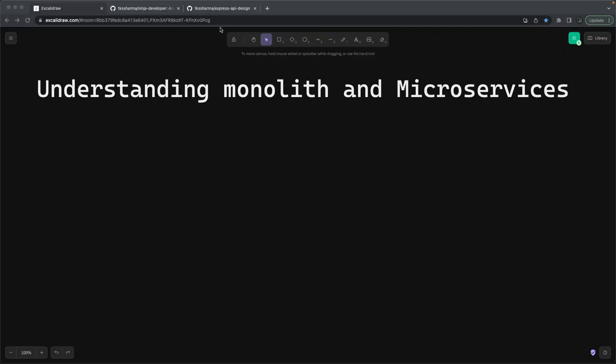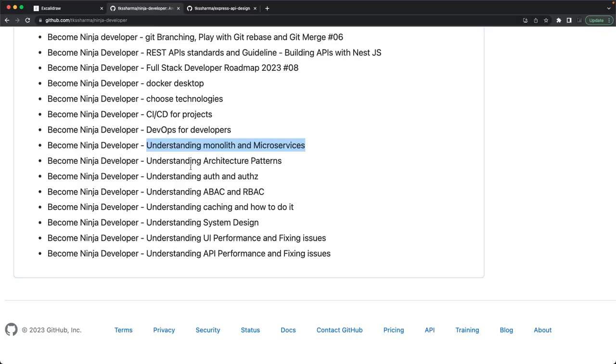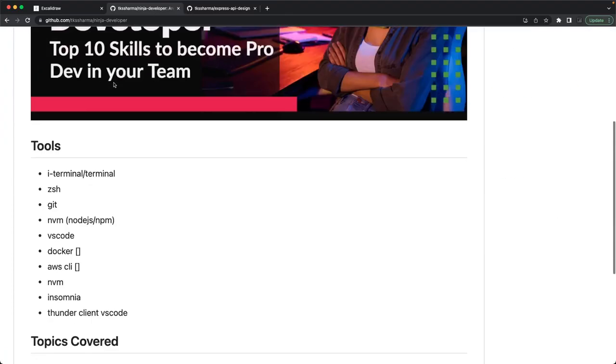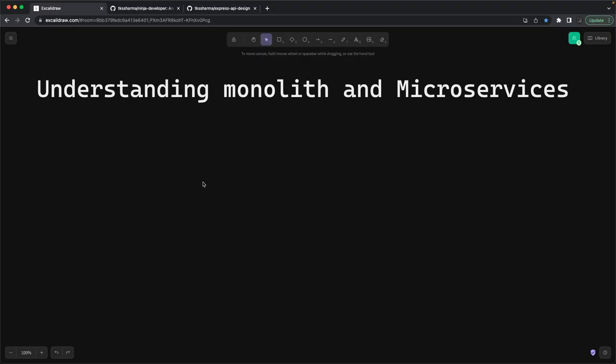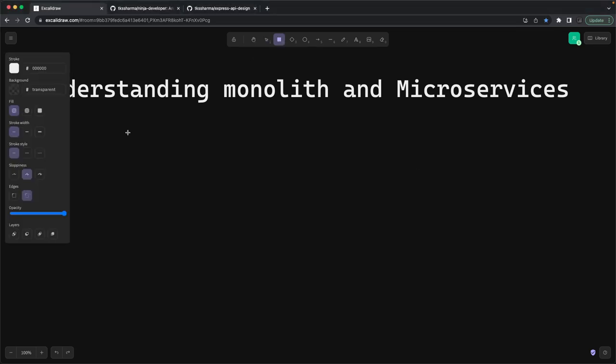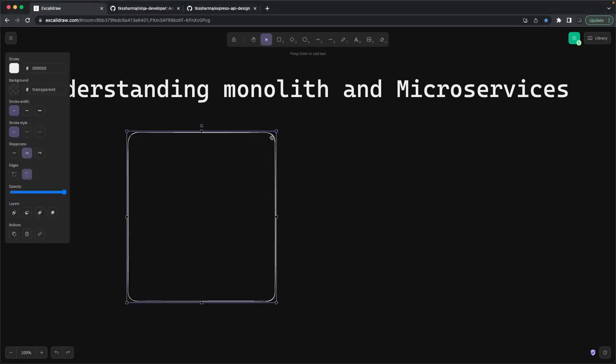So the next topic we have in the line is understanding monolith and microservices. This is really a generic topic and you might already be aware of what it is because you might have already gone through some content. What is monolith, what is microservices, and you're already aware of all these things. It's all about how we develop things, either the monolith way or the microservice way. Obviously there are advantages and disadvantages.